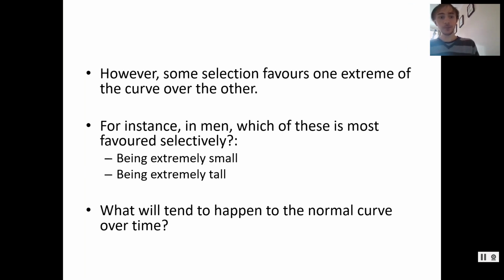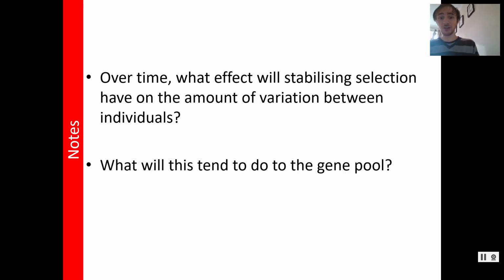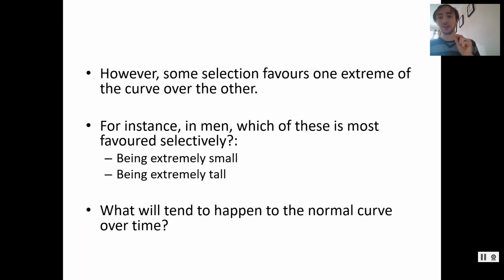Fine. Now, the other we're going to learn about, so stabilizing selection is that one, that's what stabilizing selection is. The other we're going to learn about is directional selection. Some selection favours one extreme over the other. Now, I'm going to come across a bit harsh here, but in men, which of these is most favoured selectively? Being extremely small or being extremely tall? Which of those do you think is going to have the least bad effect or the most good effect?